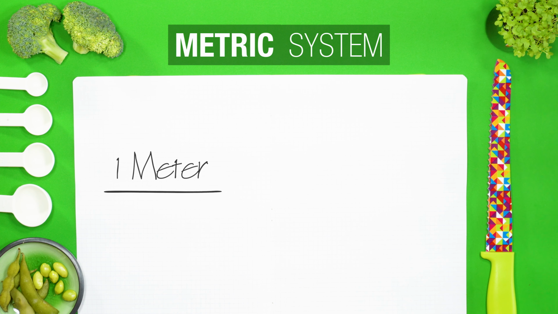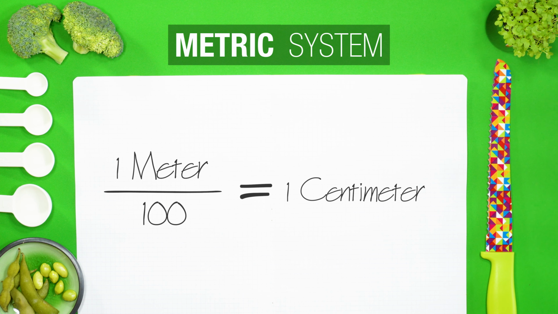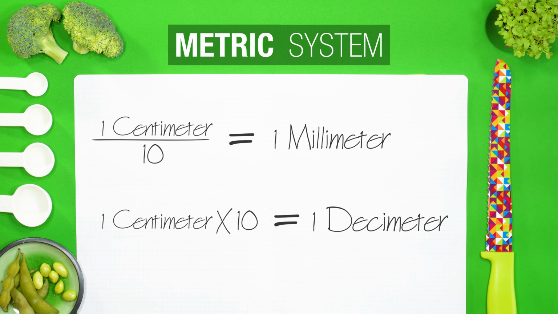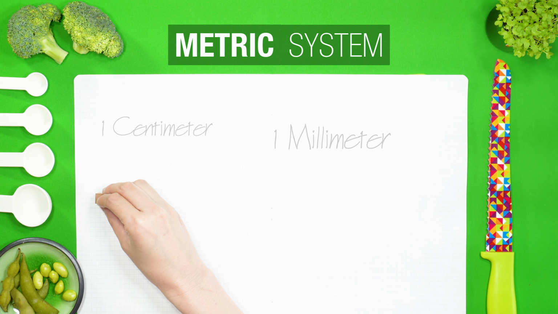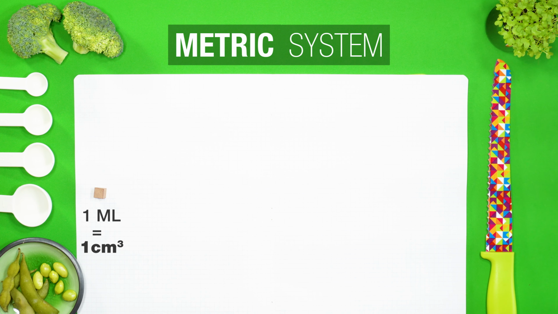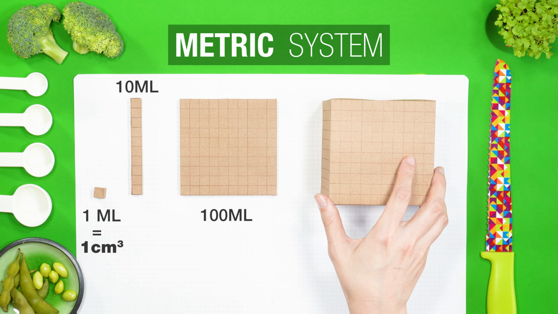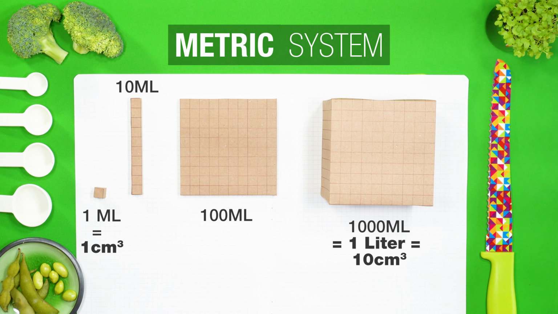1 meter divided by 100 equals 1 centimeter. The genius about the metric system is that it can easily be divided or multiplied by 10, making for multiple useful gradations. The milliliter equals 1 cubic centimeter. If you multiply it by 10, you get 10 milliliters. If you multiply that by 10, you get 100 milliliters. And if you multiply that by 10, you get 1 liter, which equals 1000 cubic centimeters or 1 cubic decimeter.